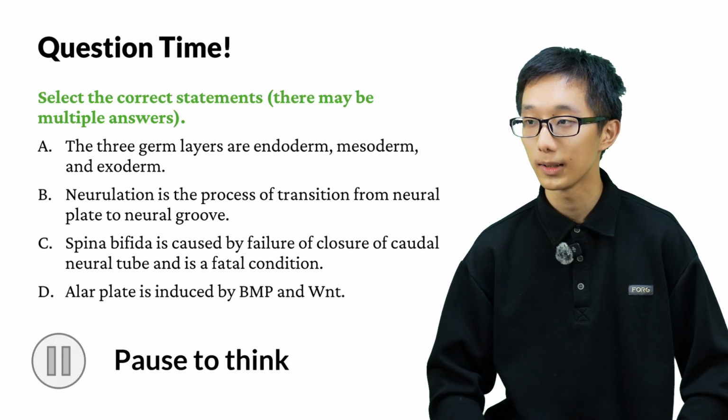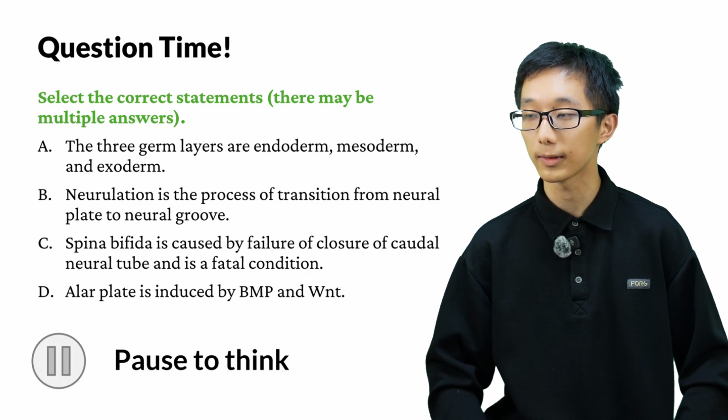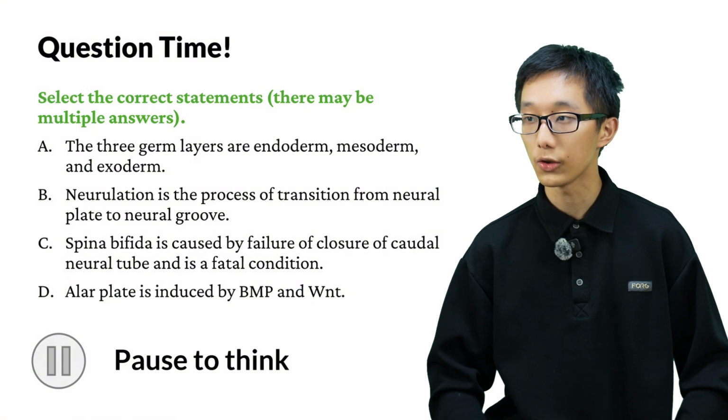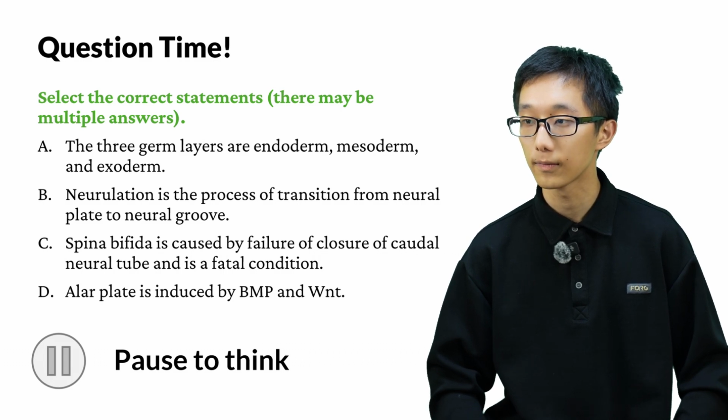Question time. Please try to select the correct statements. There may be multiple answers. A. The 3 germ layers are endoderm, mesoderm, and ectoderm. B. Neurulation is the process of transition from neural plate to neural groove. C. Spina bifida is caused by failure of closure of caudal neural tube and is a fatal condition. D. Alar plate is induced by BMP and WNT.